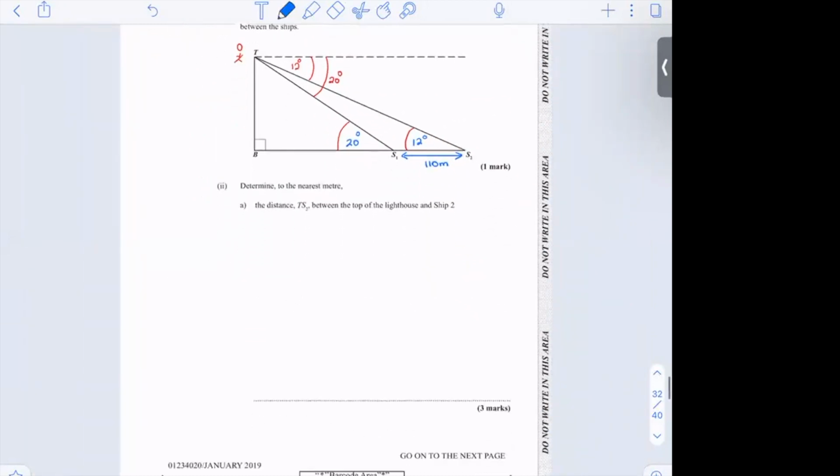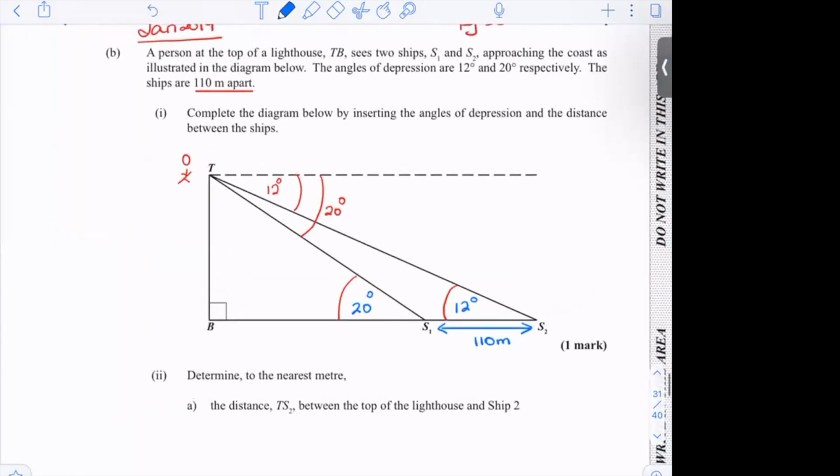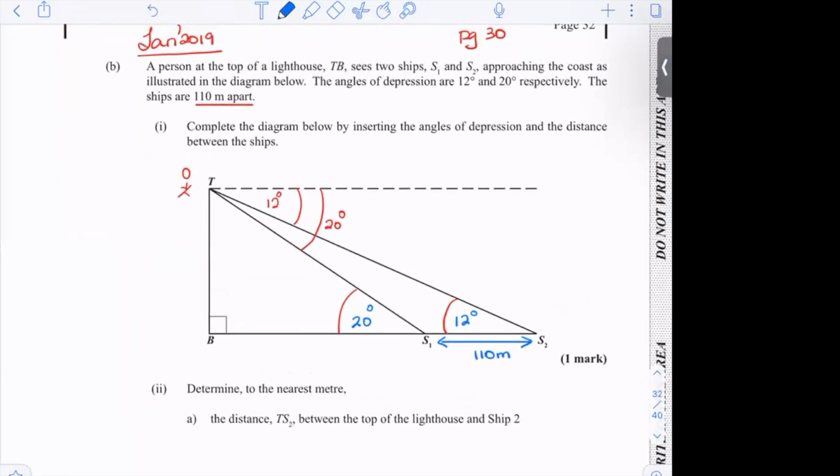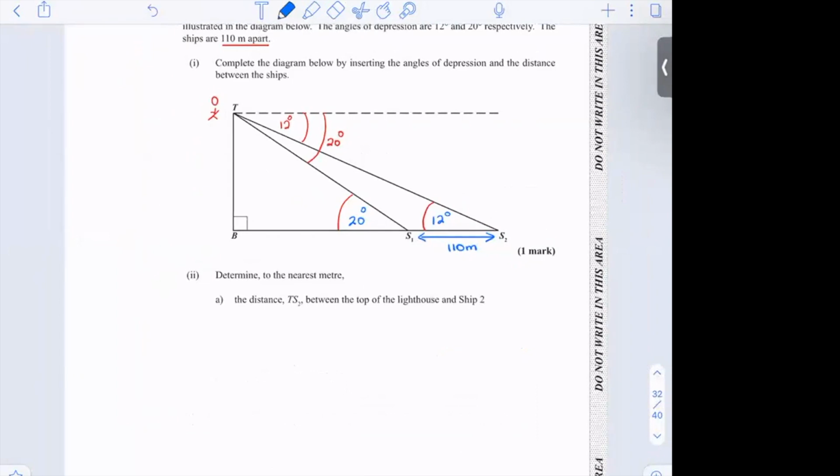The first part is for 3 marks, right? For 3 marks, so we know we have to use either the cosine or the sine rule because the trig ratios don't ever be 3 marks. So let us draw, we want to find TS2. So let us draw a diagram. This is S1, this is S2, this is 110 meters, this is T.